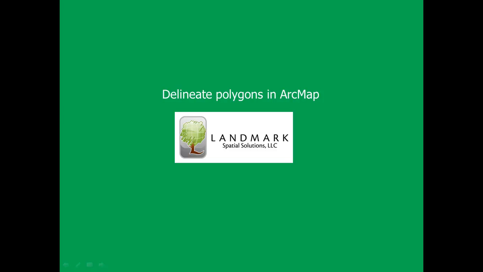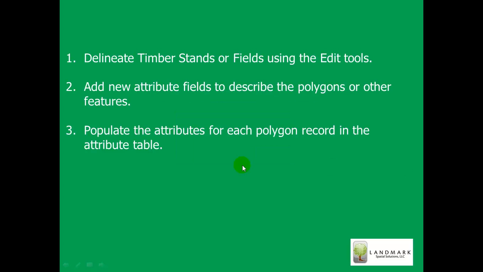Okay, in this session, we're going to learn how to delineate polygons in ArcMap. Here are the steps we're going to cover. We're going to delineate timber stands or fields using the edit tools. We're going to add new attribute fields to the attribute table to describe the polygons or other features. And last, we're going to populate the attributes for each polygon using a variety of methods. So let's get started.